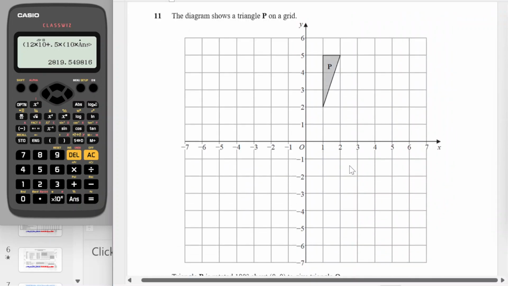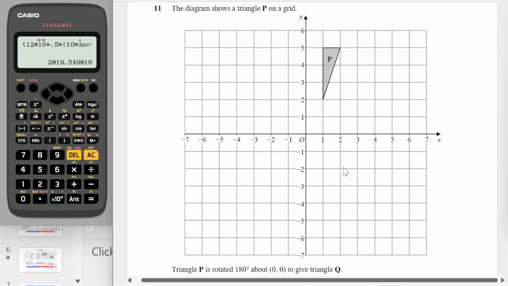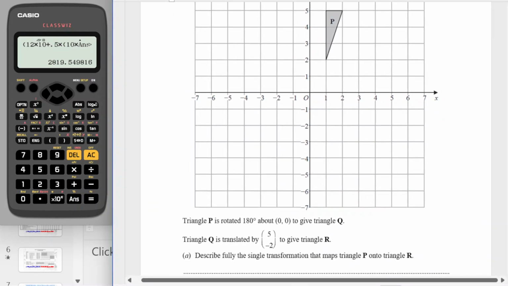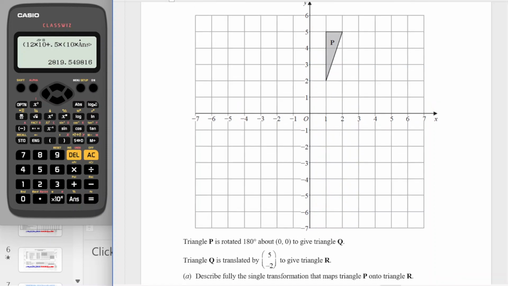Okay, question 11. The diagram shows triangle P on a grid. Triangle P is rotated 180 degrees to make triangle Q. Triangle Q is then translated by (5, -2) to give triangle R. Describe fully the single transformation that maps P onto R. Okay, so let's do the transformations.